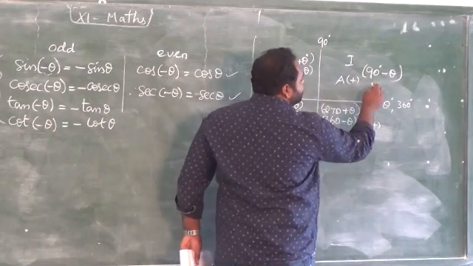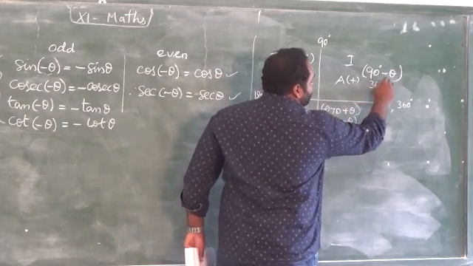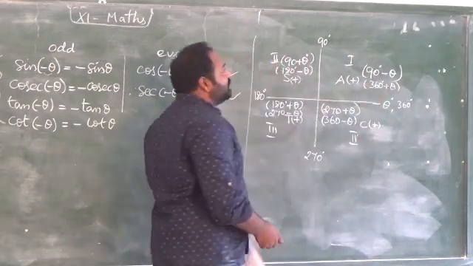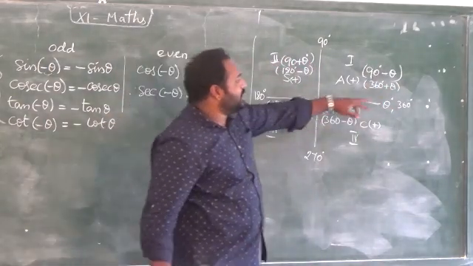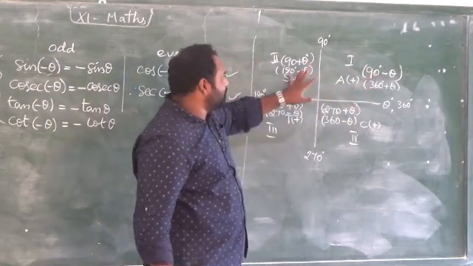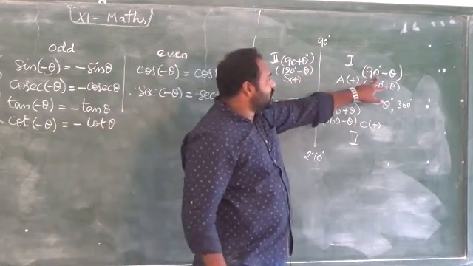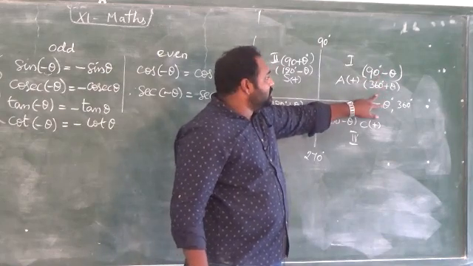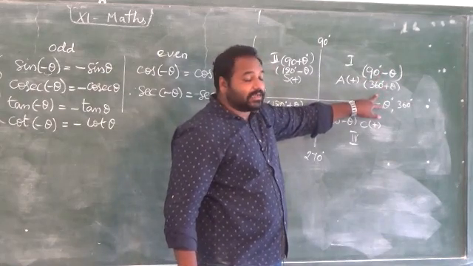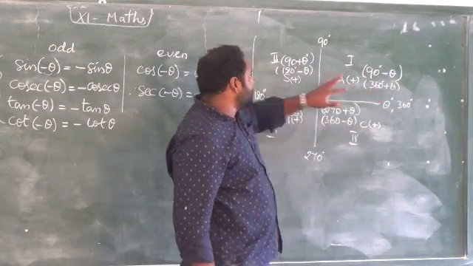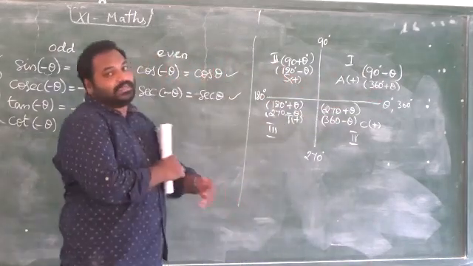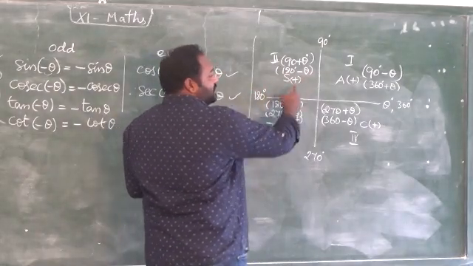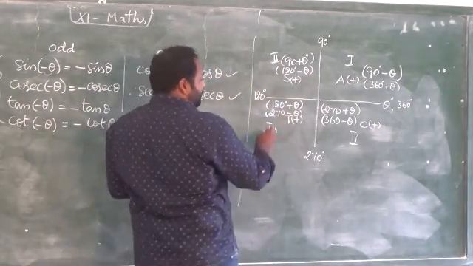Here 360 plus theta will occur in the first quadrant. So each quadrant will have two conditions. First quadrant: 90 minus theta means it occurs in the first quadrant. Also 360 plus theta occurs in the first quadrant. Second quadrant: 90 plus theta occurs in the second quadrant. Also 180 minus theta will be in the second quadrant.